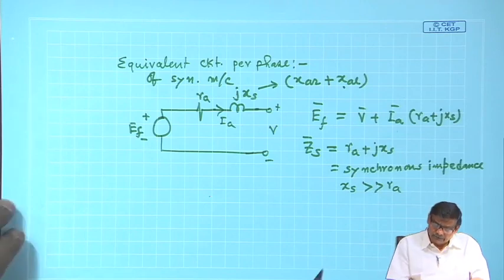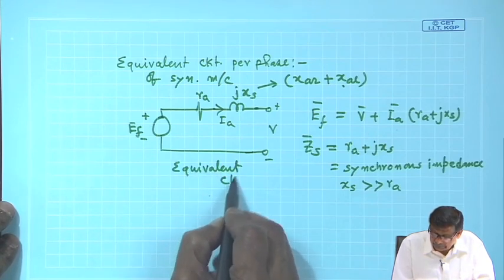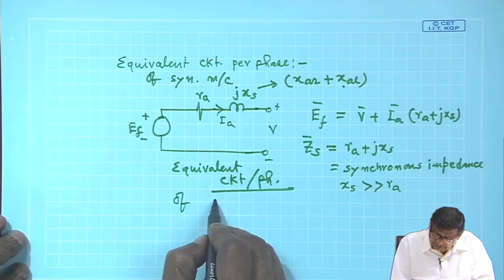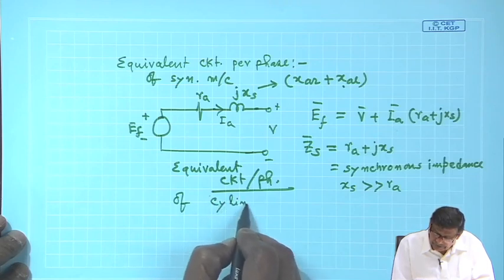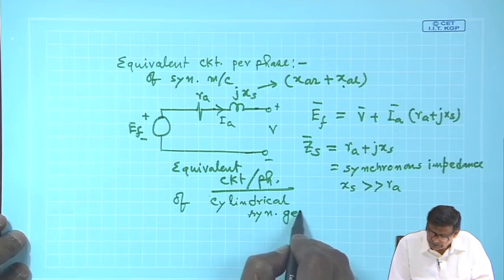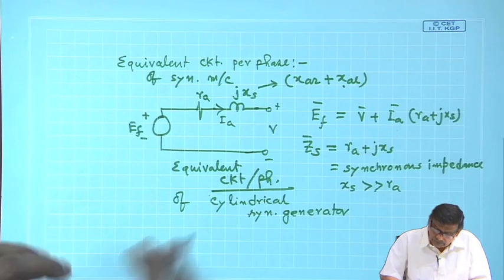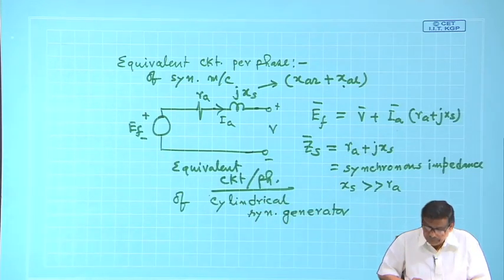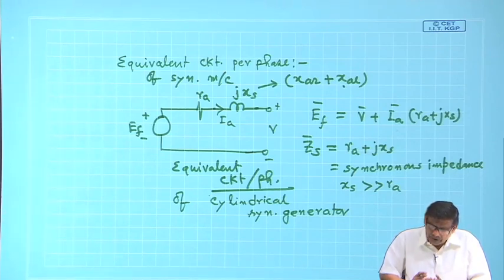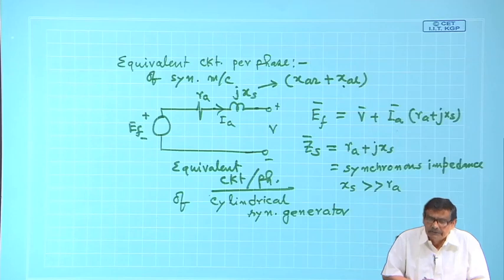So this is the equivalent circuit per phase of a cylindrical synchronous machine, in generator mode; we are considering a synchronous machine operating as a generator. So, this is the equivalent circuit. Understood? This point must be understood. Therefore, we observe one thing, that unlike the induction motor, the equivalent circuit of a synchronous machine is much simpler.